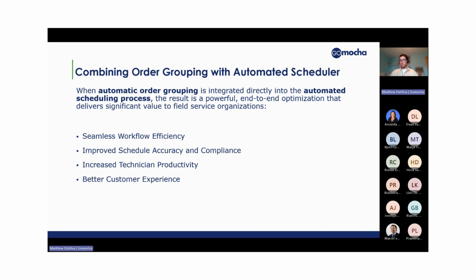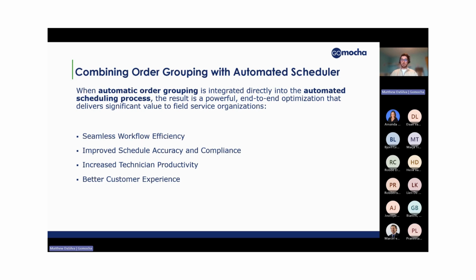The next value for using both of the functionalities is increased technician productivity. By reducing idle travel and consolidating tasks, technicians spend more time working on actual service orders, leading to higher daily output and better resource utilization. And the last one, but not the least, of course, is a better customer experience. Customers benefit from fewer visits, shorter wait times, and more reliable scheduling. Bundling orders means less disruption and more predictable service.